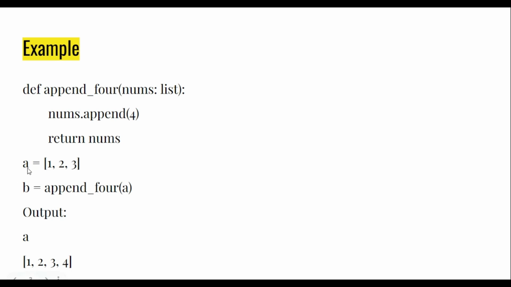For example, I have here one list, a equal to 1 2 3, and b equal to append 4, a. I am passing a, this original list, to this append 4 function. This list is coming here, so a dot append 4 is happening, and because of that this list is getting changed. But you don't want that, you want to keep this a intact, right? So that is the issue when you are using a list in function calls.